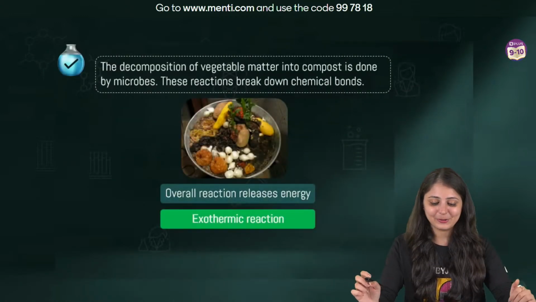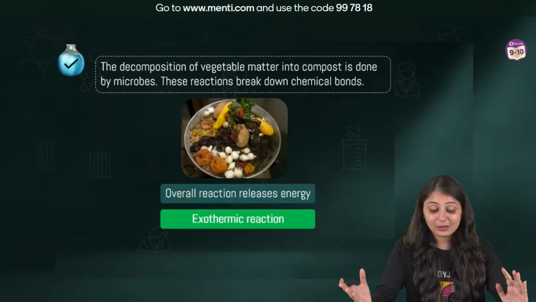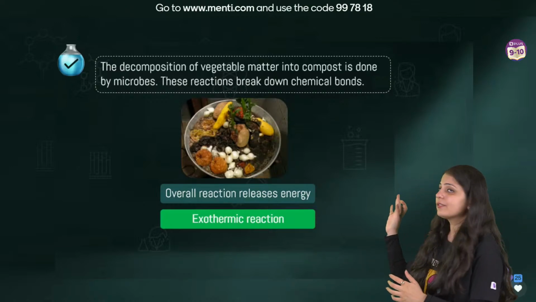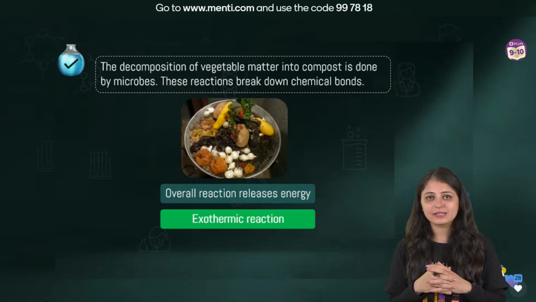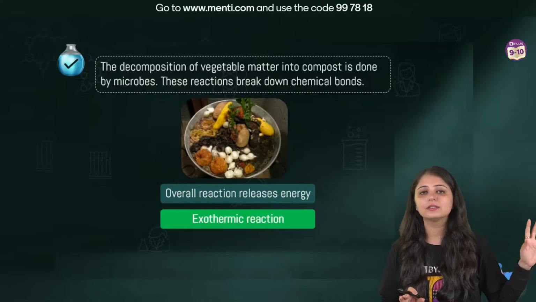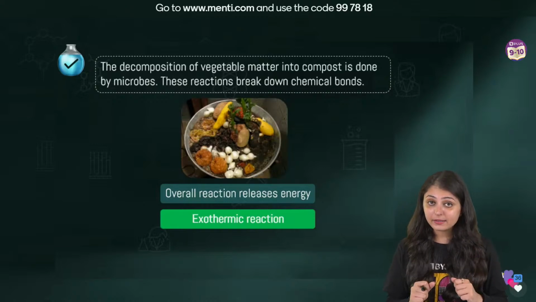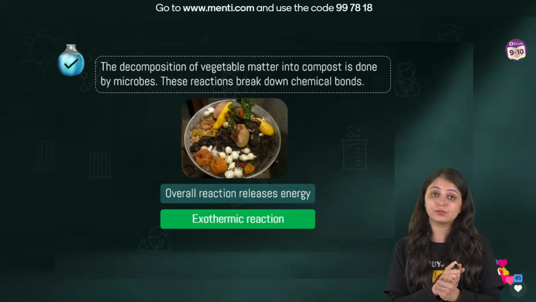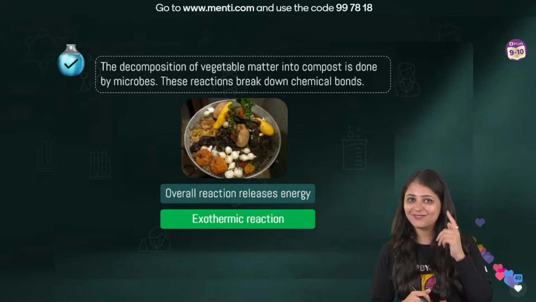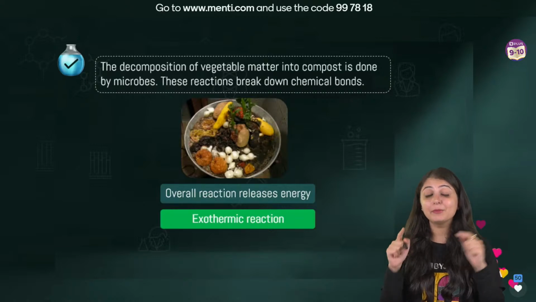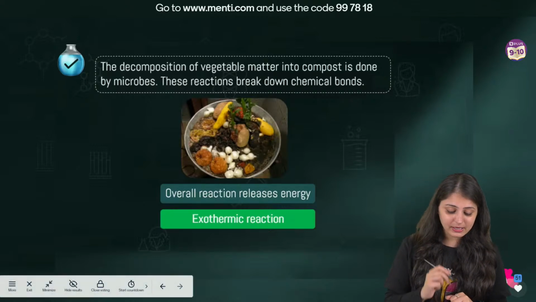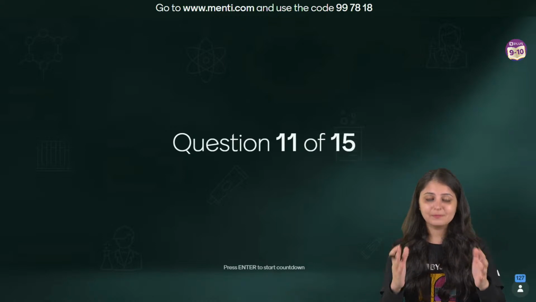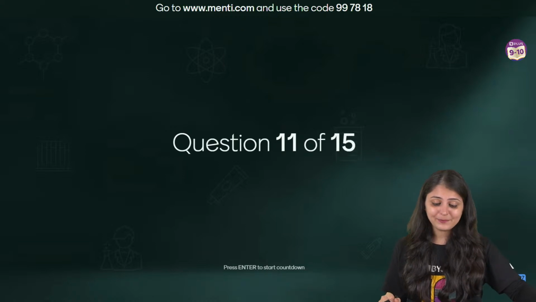Decomposition of vegetable matter. Decomposition of vegetable matter in compost is done by microbes. Now for this, breaking of chemical bonds is taking place. So yes, initially energy is required. Like all other reactions, energy is required here also. But more energy is released. So overall energy change becomes exothermic. We have discussed this question and this might come in your exam as well. So do remember this one. Whatever important questions we see that are bound to come in the exam are being placed in this Menti. So pay a lot of attention, okay?